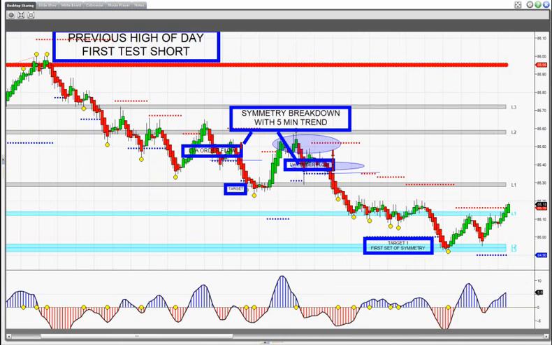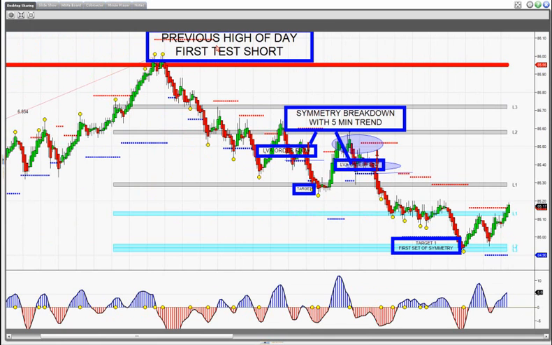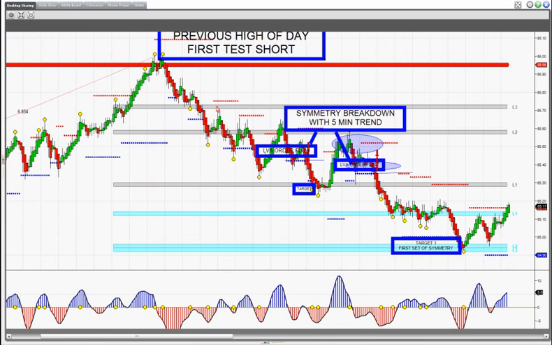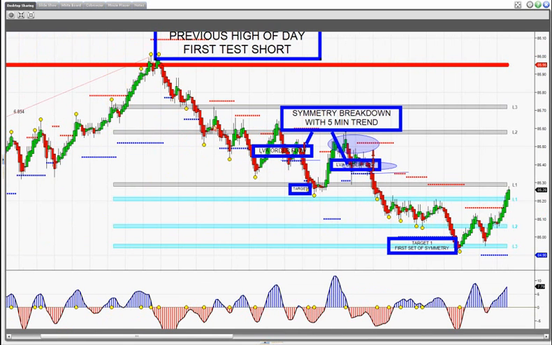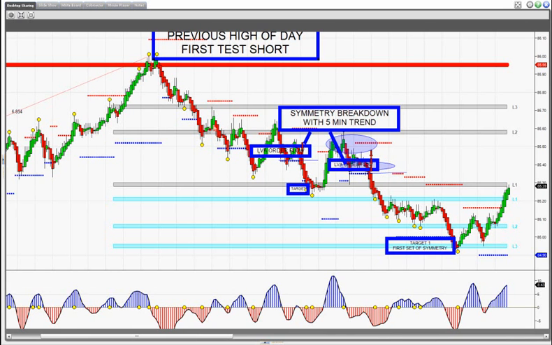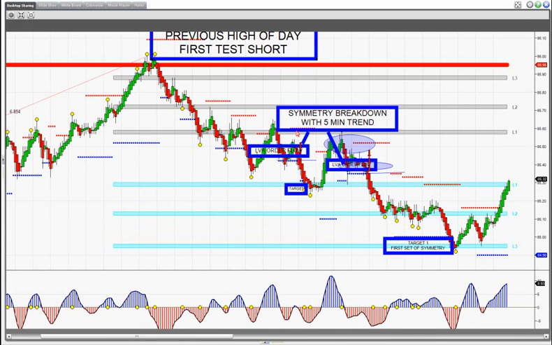Now, we had one of my other top setups that I love to trade, and let me reiterate this. This is the previous high of day first test short. If you look in the PDF, I have my trade setups categorized in order of importance. Number 1 is my symmetry dot breakdown with 5-minute trend, because we see it runs 40 to 60 ticks. There are some weeks it'll happen every single day. It just happened 2 weeks ago. It happened every single day, and it moved over 40 ticks per trade. So we need to recognize that's my top setup.